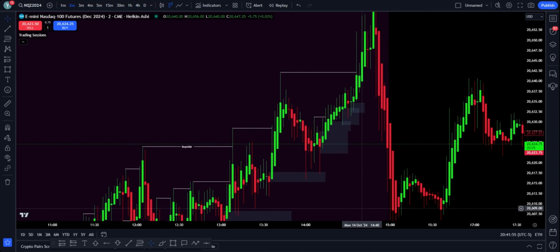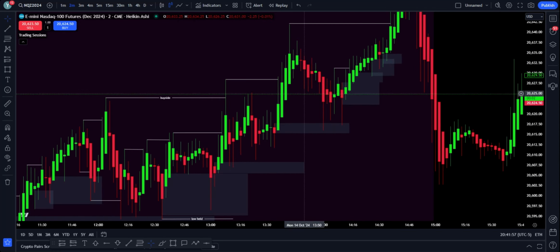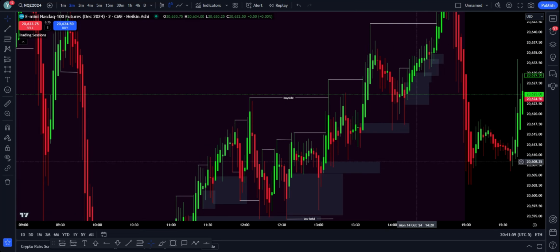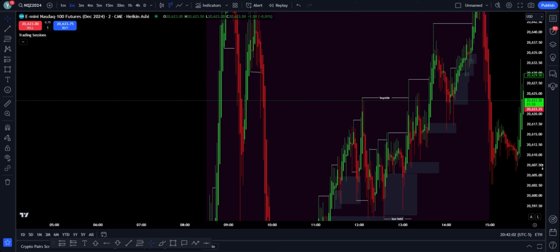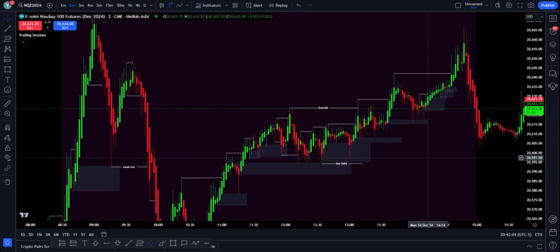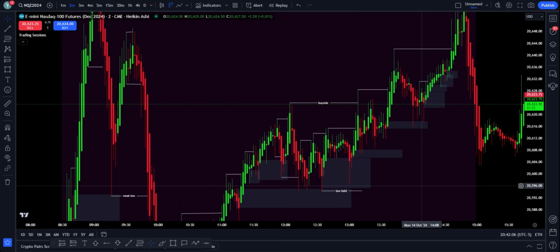Then what happens? We get a breaker structure again over here. At this time, keep in mind, guys, I was no longer trading the market because, like I said, I was done probably at like 9:40, 10 a.m. But this is all the price action that happened. I just want to go over it with you guys.